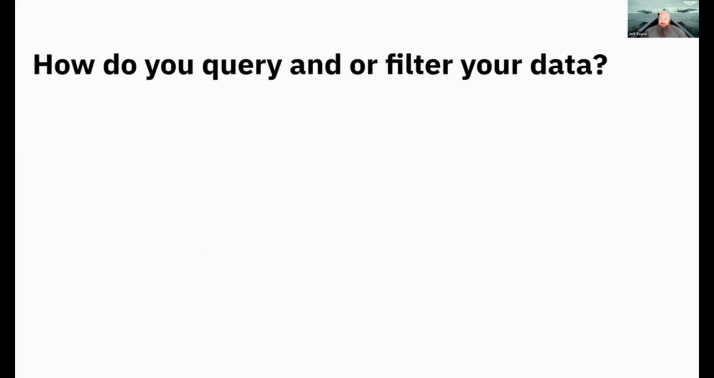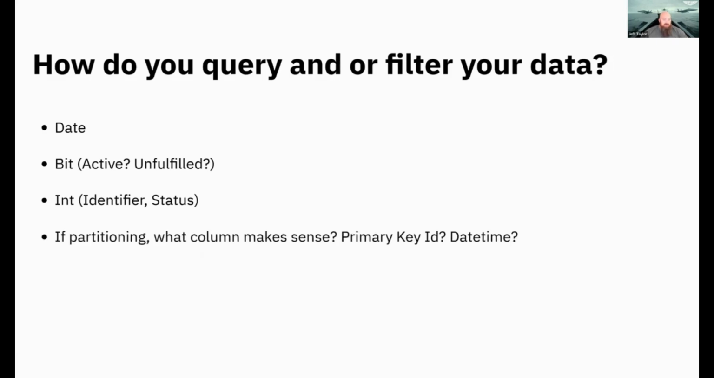So how would you filter and query your data? Do you do it mainly on date? Do you do it on a flag, active or fulfilled? Do you do it on an identifier, right? Do you see a status when you do your queries all the time? If you're partitioning, what column makes sense? Think about it: primary key ID, date, time.